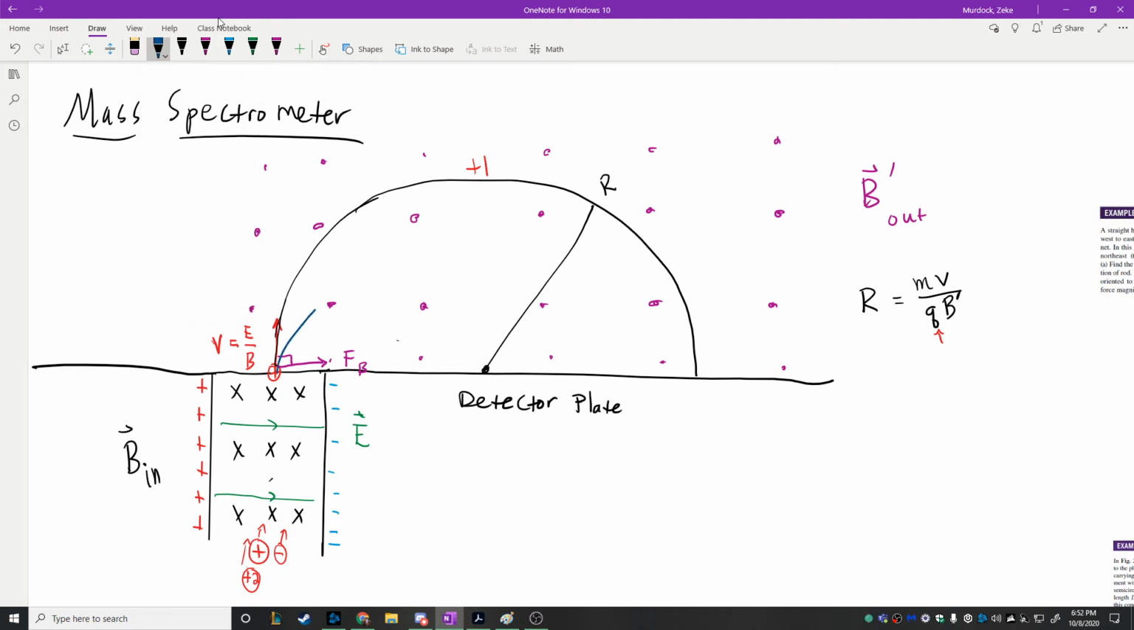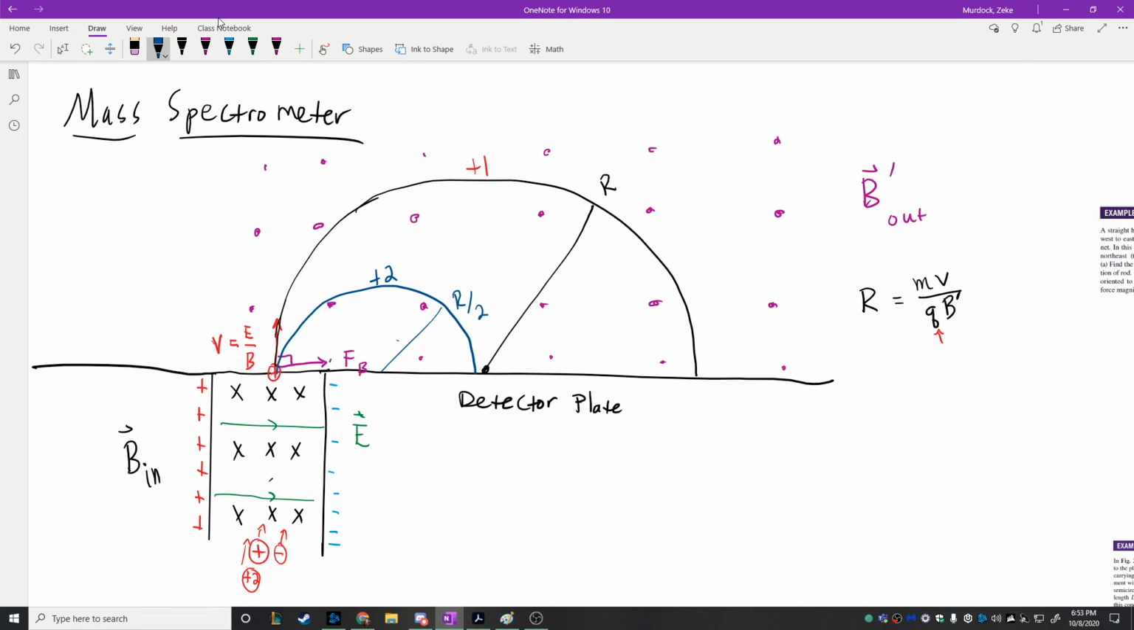So if I have a particle that has double the charge, then the radius is going to be half the radius. So this would be a +2 particle. So what this thing can do is separate species in terms of their charges. But that's not the only thing. It can also separate things in terms of their masses, right? Because the bigger the mass, the bigger the radius is going to be. It's going to have more inertia. It's going to carry it farther before it hits the plate. Does that make sense?